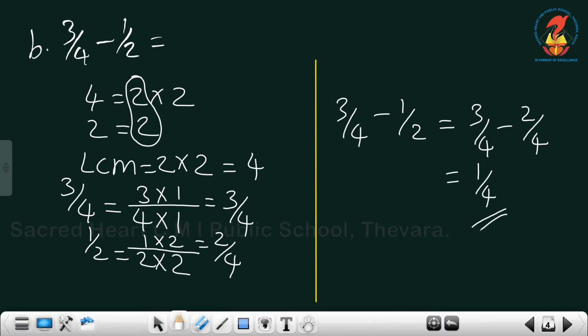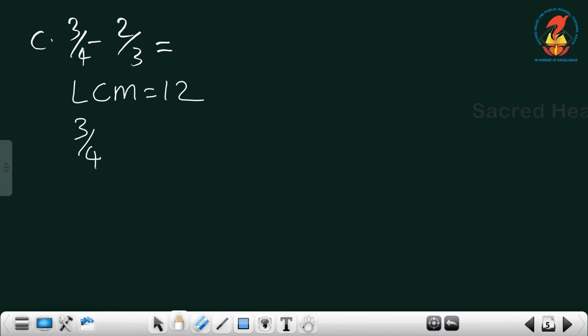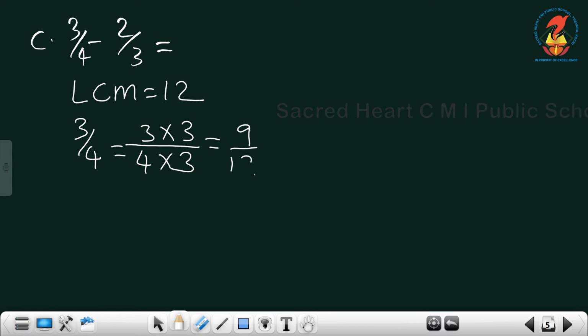Okay, and the next one is 3 by 4 minus 2 by 3. Here also 4 and 3. Is there any common factor for 4 and 3? No. So the LCM is what? 12. LCM equals 12. So after that 3 by 4 will become what? 4 into 3 is 12 and 3 into 3, that is 9 by 12.